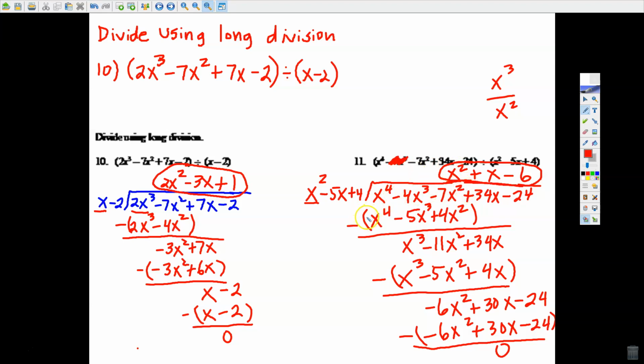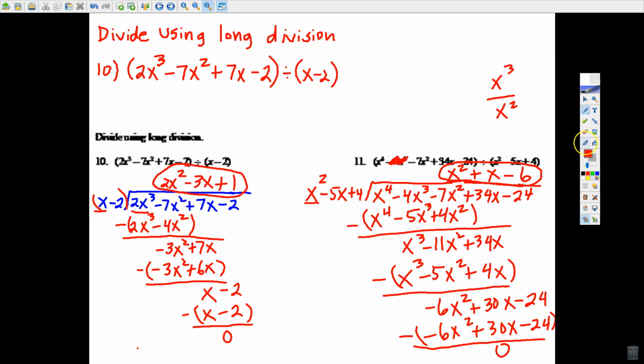And if you have time, some of you finished the test early, you can always check. If you multiply, in this case, x minus 2 times 2x squared minus 3x plus 1, you should be able to multiply those together. And if you get this polynomial, then you'll know you've done the right thing. So just some suggestions. Be careful when you're jumping over exponents. And then another way that you can check.